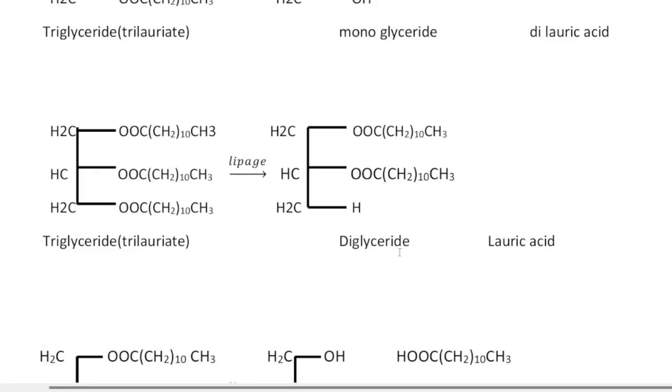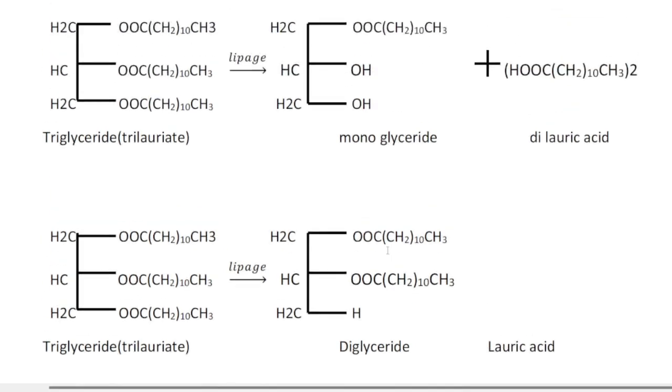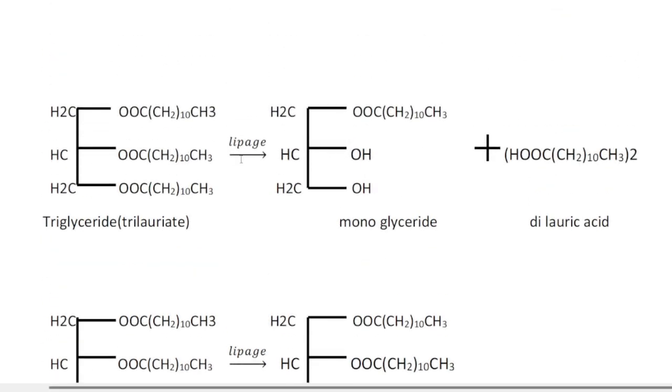So in partial hydrolysis, only one fatty acid is separated. That one is known as the diglyceride. Sometimes two fatty acids are separated. Only one fatty acid is with the glycerol. Such a glyceride is known as the monoglyceride. Here, two fatty acids are separated from this one. This is known as the partial hydrolysis of the triglycerides.